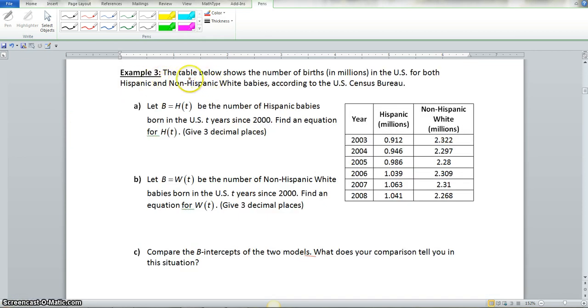Now we come to example 3. It says the table below shows the number of births in millions in the U.S. for both Hispanic and non-Hispanic white babies, according to the U.S. Census Bureau. Let H(t) be the number of Hispanic babies born in the U.S. t years since 2000. Find an equation for H(t). Give 3 decimal places. First of all, we would change this. They said since 2000. So these years here would actually be 3, 4, 5, 6, 7, and 8. And we know that that is our t.